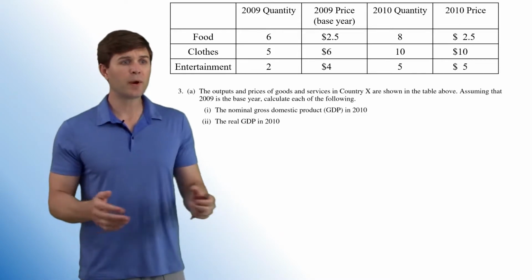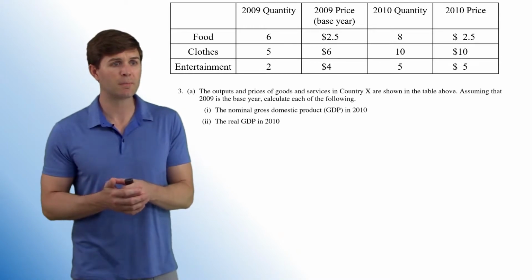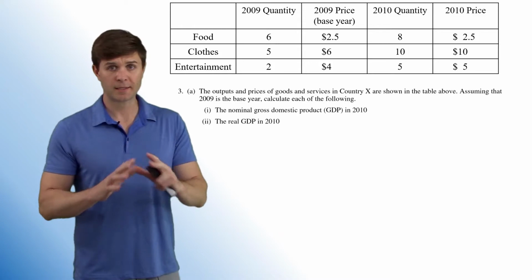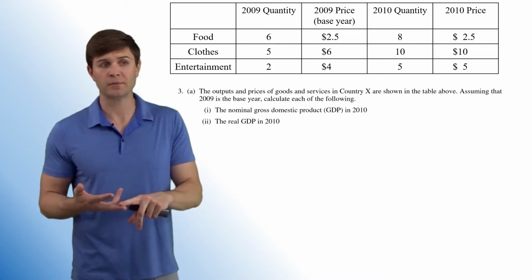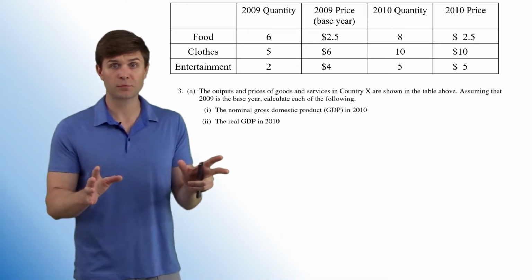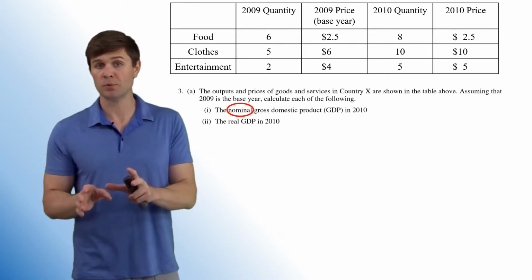All right, the outputs and prices of goods and services in country X are shown in the table above. Assuming that 2009 is the base year, calculate each of the following. So we're given 3 different items that the economy is producing: food, clothing, and entertainment. We've got our 2009 quantities, our 2010 quantities, and the prices from each year. So the first thing that we need to come up with is the nominal GDP from 2010.